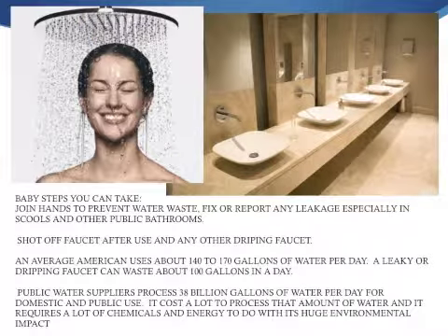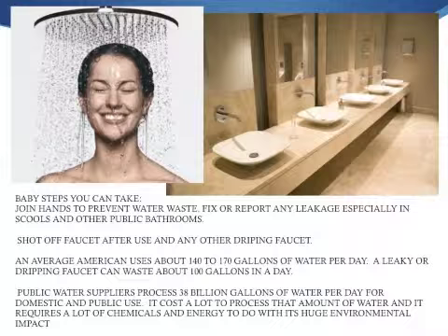The simplest baby steps you can take and I can take is this: shut off water faucet that is running. If you find it anywhere, public bathroom, school bathroom, shut it off. It wastes a lot of water. On the average, an American uses about 140 to 170 gallons of water per day, and a leaky or dripping faucet can waste about 100 gallons in a day. That's a lot of water.